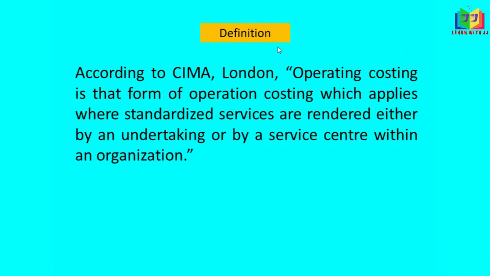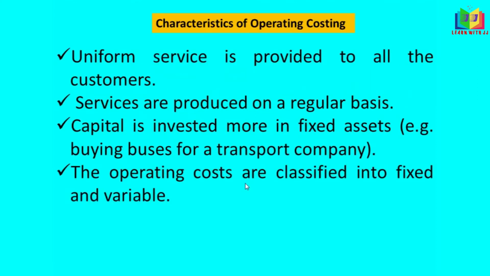The definition of operation costing, according to CIMA London: operating costing is that form of operation costing which applies where standardized services are rendered either by an undertaking or by a service center within the organization. The undertaking itself will offer the standardized services to the customers, or one service center within an organization will offer the service to the customers.